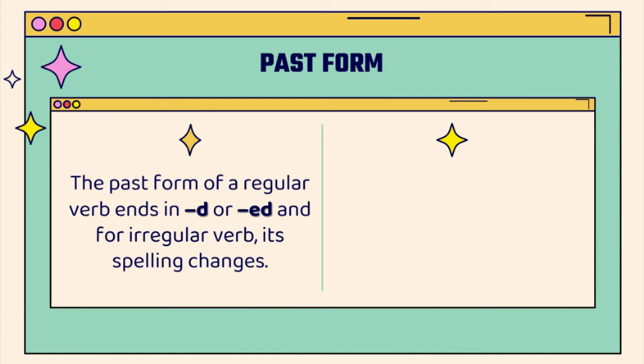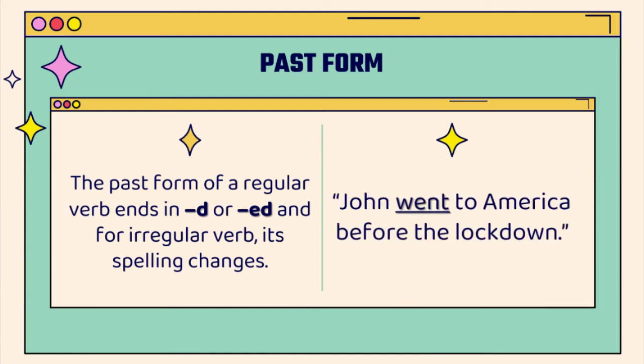The next one is the past form. To form the past tense, take the base form and add ed. If the base ends in silent e, just add d, not ed. Unlike the present tense, past tense always uses the same form regardless of person or number. For example, John went to America before the lockdown. Went is the past form of the base form go, and it is an irregular verb.